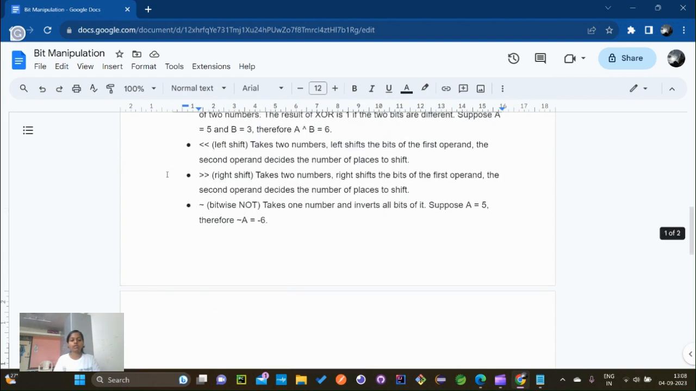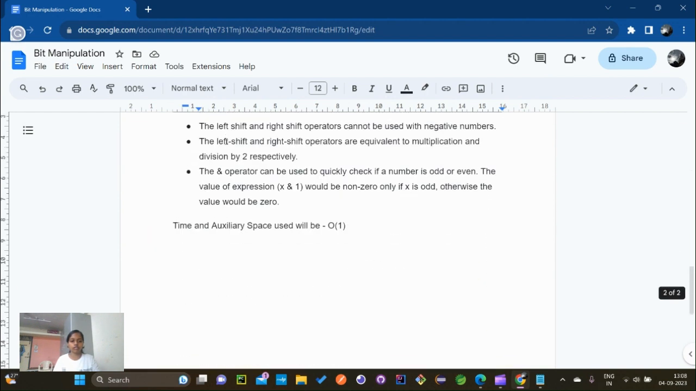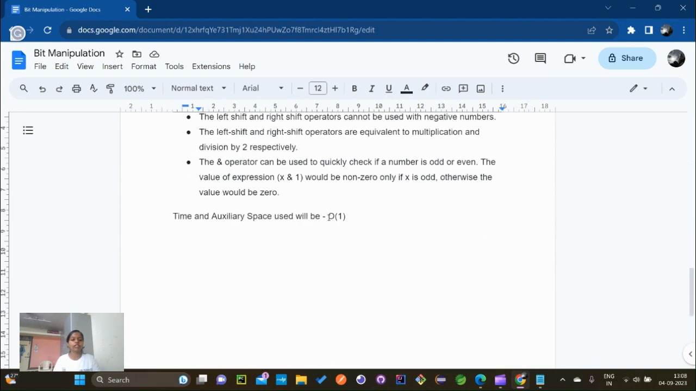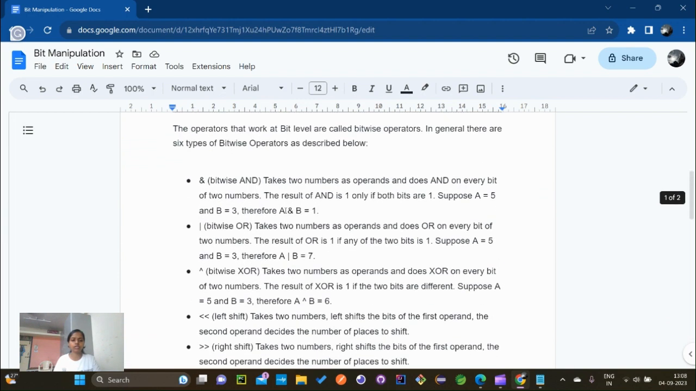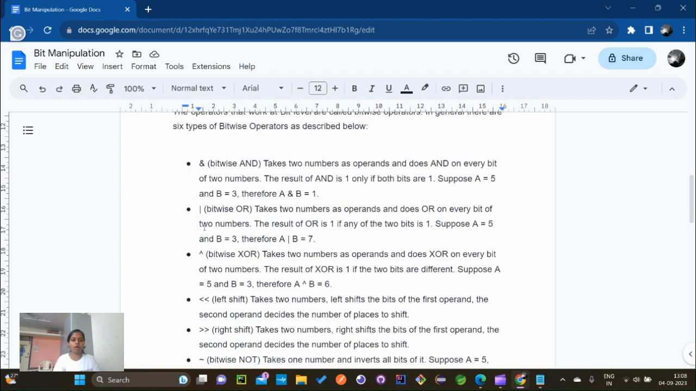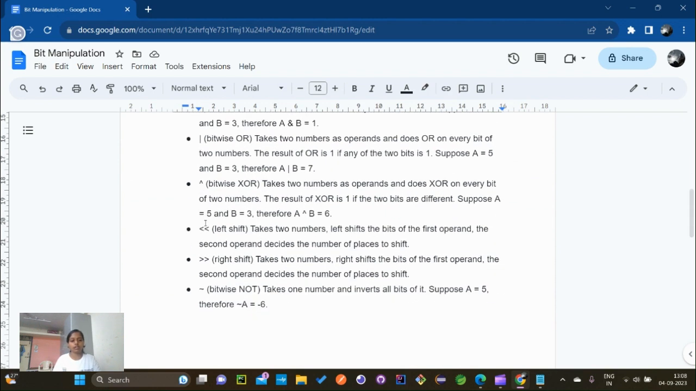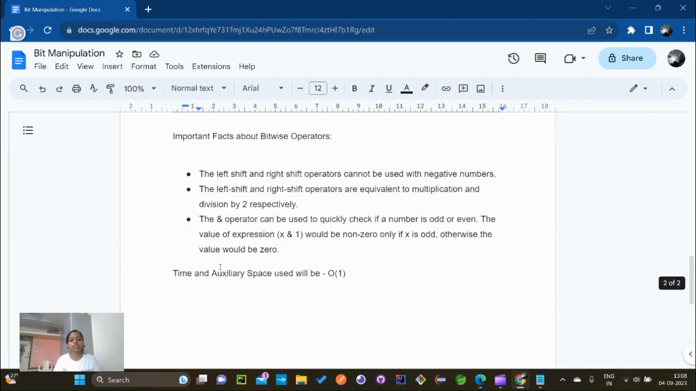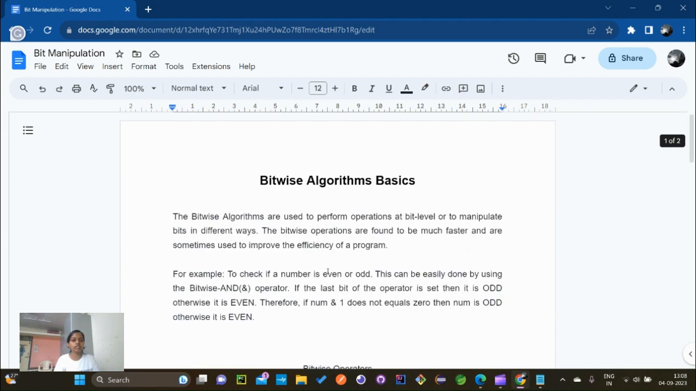And also for doing all these operations, we need only O of 1 time complexity. We are doing just the and, or, XOR, left shift, right shift. For doing this one operation, O of 1 will be the time complexity. Yeah, this is the basics of bitwise algorithms.